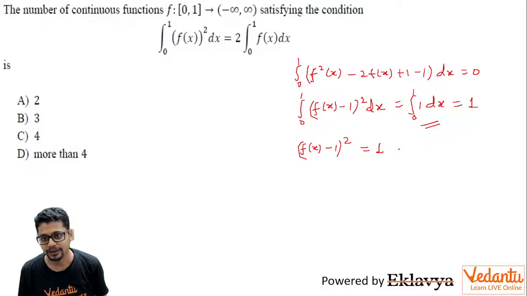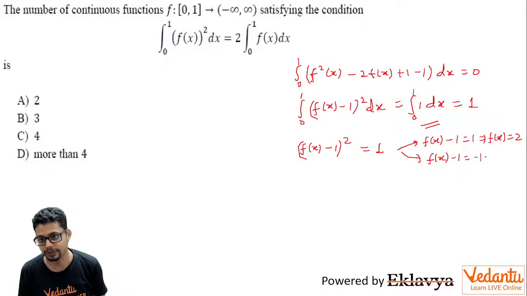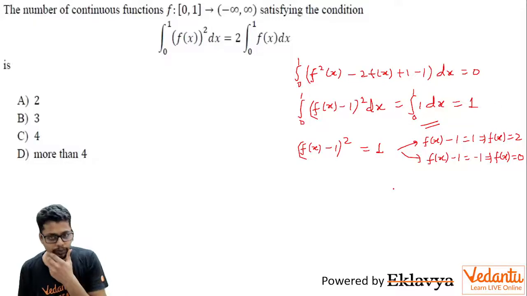That means f(x) minus 1 can be 1. That means f(x) can be 2 throughout, and it is a continuous function. Or f(x) minus 1 can be minus 1. That means f(x) can be 0 for all x in this interval. Or you may further try thinking in terms of algebraic expressions whose integral 0 to 1 gives you 1.